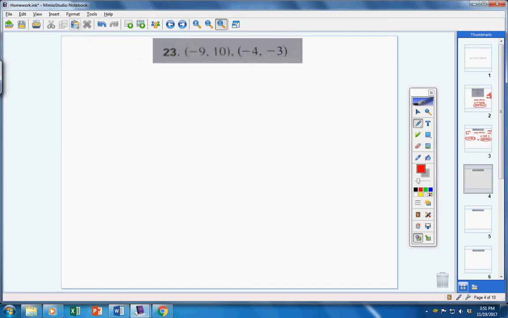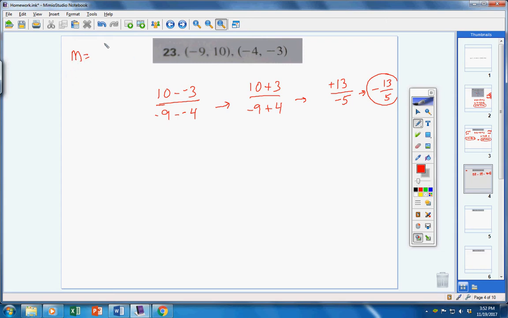We're going to use our same model, right there. But before I do that, let's find our slope first. Y minus y, 10 minus negative 3, over x minus x, negative 9 minus negative 4. That would give me 10 plus 3, negative 9 plus 4, which would give me 13 over negative 5. A positive over a negative is negative, and 13 over 5 cannot be reduced. So there's my slope right there, okay? So the slope of the line that passes through these two points here is negative 13 fifths.